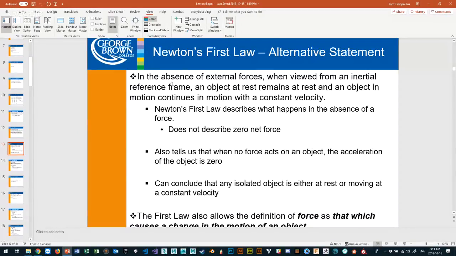It's more like what it says here. In the absence of external forces, when viewed from an inertial reference frame, an object at rest remains at rest, and an object in motion continues in motion with a constant velocity.